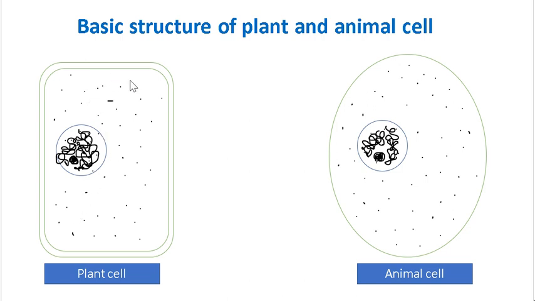Another thing is that in the eukaryotic plant cell and eukaryotic animal cell, the outer nuclear membrane, the nuclear envelope, is present. But in the prokaryotic cell this nuclear membrane or nuclear envelope is absent. Prokaryotic means primitive nucleus, as they don't have the nuclear membrane or the nuclear envelope.